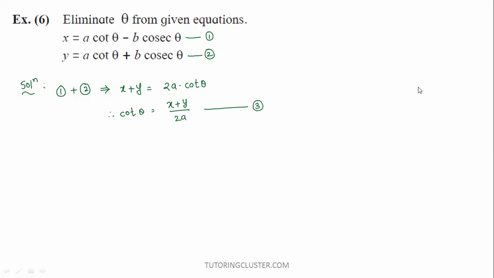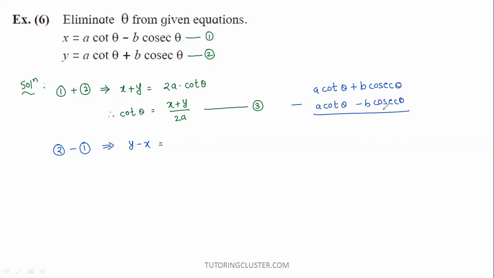Now next, what I am going to do, let us do 2 minus 1. That means y minus x, which is equal to. If we are getting confused, we will do the subtraction separately here. What is y? a cot theta plus b cosec theta. And what is x? a cot theta minus b cosec theta. So this will become plus, this will become minus, and the a cot theta gets cancelled out. It will be 2b cosec theta. So y minus x will be 2b into cosec theta. Therefore, what will be cosec theta? y minus x upon 2b.